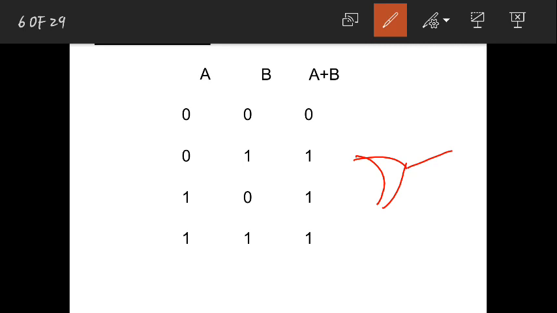Yeah, so this was the thing I have done. This was A and this was B for the earlier OR gate. So I just shorted them and made one single terminal.